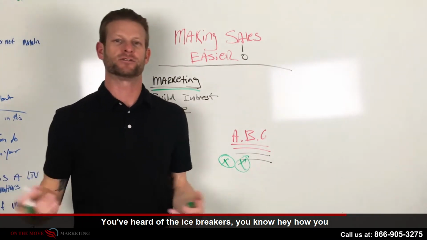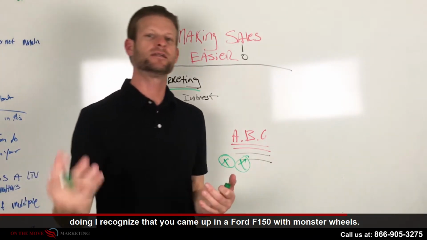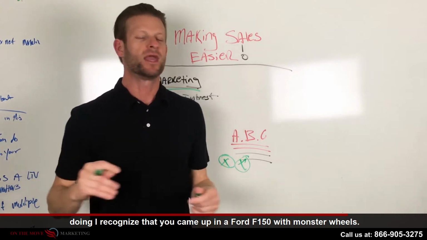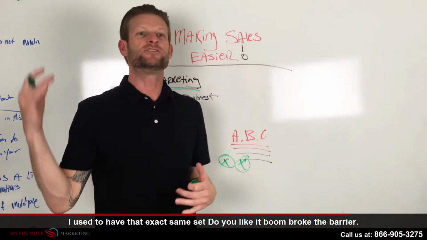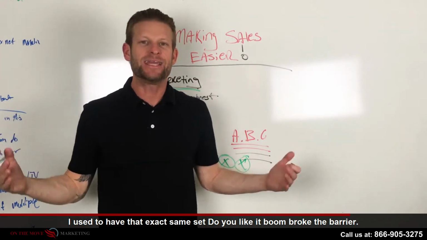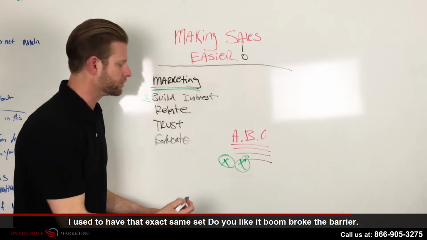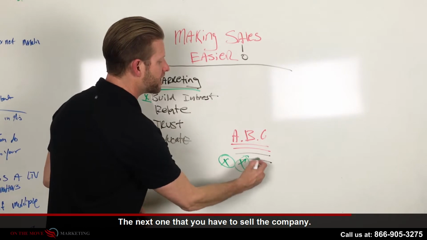Second one, sell yourself. You've heard of icebreakers. You know, hey, how you doing? I recognize that you came up in a Ford F-150 with monster wheels. I used to have that exact same set. Do you like it? Boom, broke the barrier. The next one that you have is sell the company.